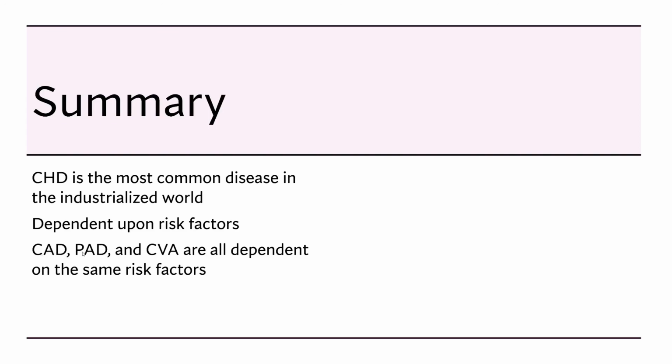Coronary artery disease, peripheral arterial disease, and cerebrovascular accidents are all dependent on the same risk factors. So this whole category of diseases can be addressed by us as PTs. We're certainly in a position to make diet recommendations, lifestyle recommendations, and most of all, build exercise plans. And so we have a big impact on heart disease prevalence, especially in cardiopulmonary rehab.